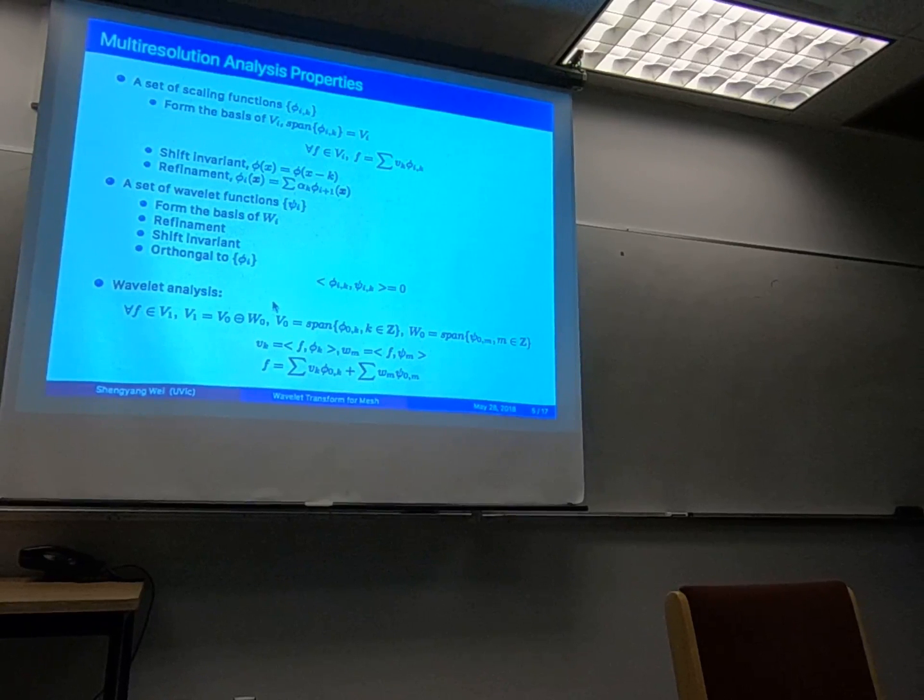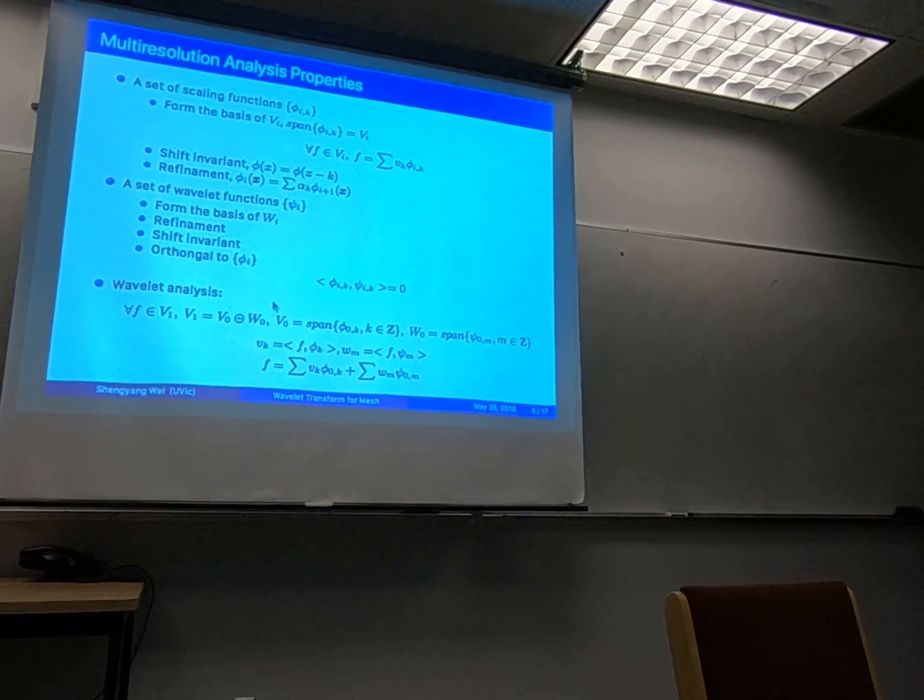And the last key ingredient is to find a set of wavelet functions that span the basis of the wavelet space. The wavelet functions should be refinable and shift invariant like the scaling functions. And in addition, the wavelet functions should be orthogonal to the scaling functions. Once we find these three key ingredients, we can perform a wavelet analysis.